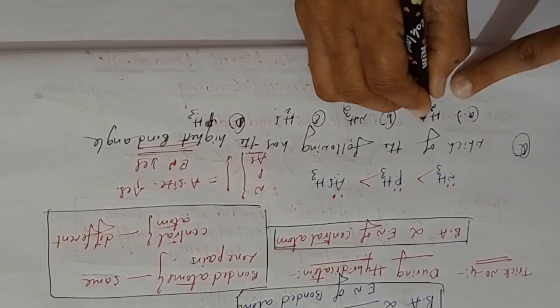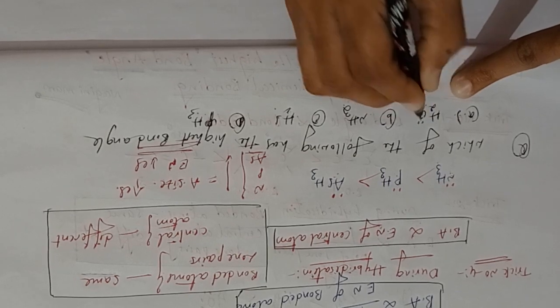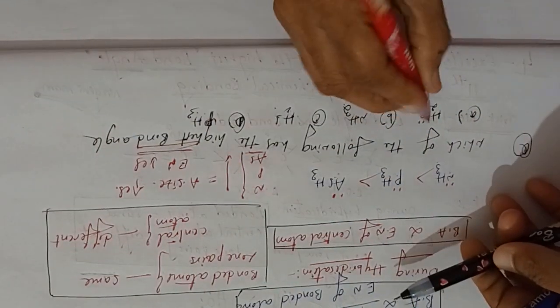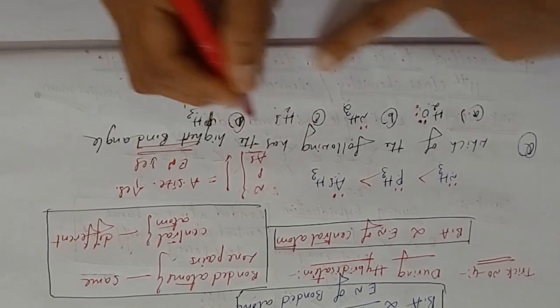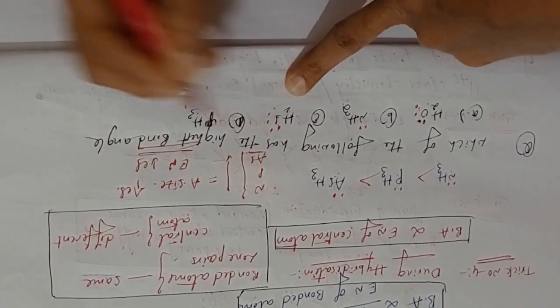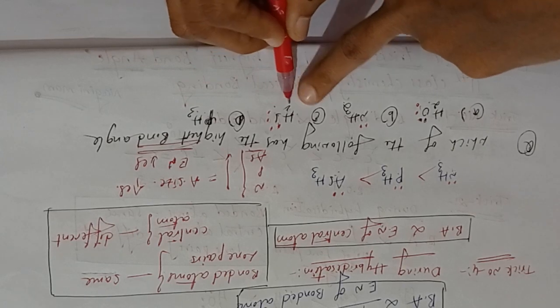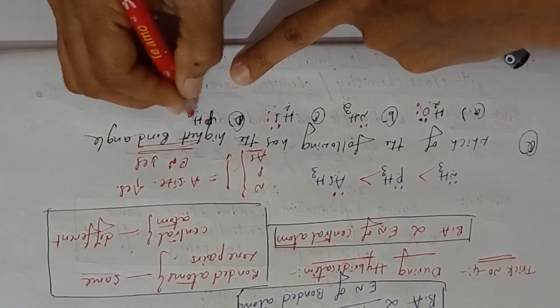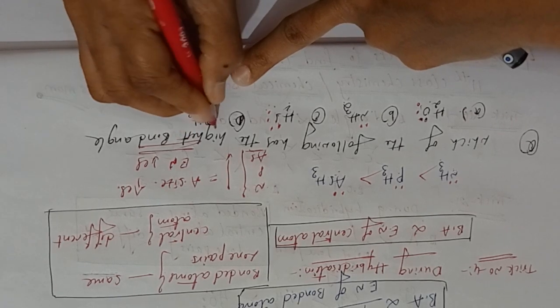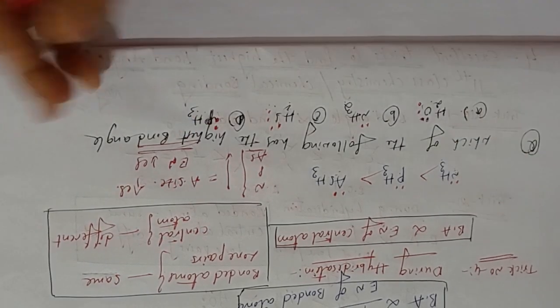Water, oxygen, around oxygen, how many lone pairs? 2 lone pairs. Around nitrogen 1 lone pair, sulfur also 2 lone pairs, because 6 valence electrons, 2 only involved in the bonding, remaining 4, 2 lone pairs. Here phosphorus having how many lone pairs, students? Total 1 lone pair. Okay, 1 lone pair will be there.